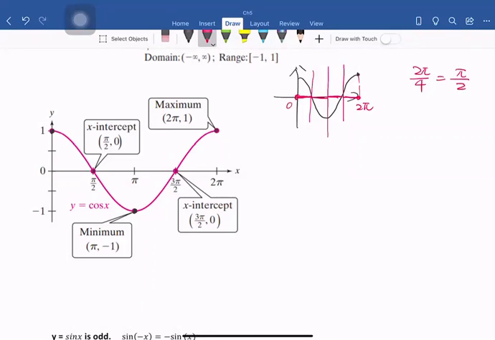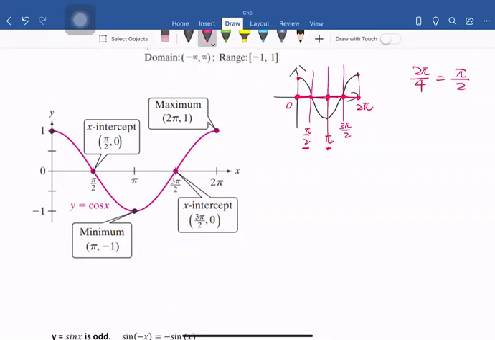So this is 0. This is pi over 2. This one is pi, because this one, pi over 2 plus pi over 2, is pi. And from pi, add half pi. That's 3 pi over 2. So if I have these 5 important points, 5 important x values, and then we know y values, so we can plot them and line them up.